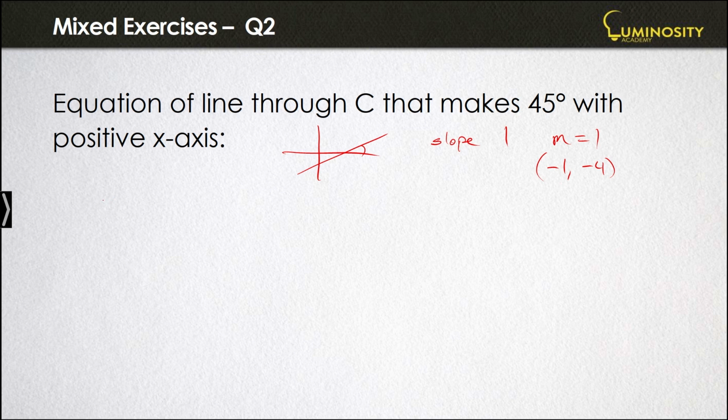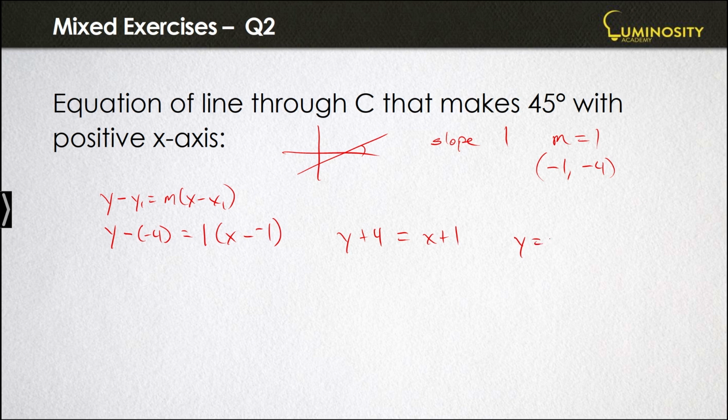So it's y minus y1 equals m times x minus x1. So here we have y minus negative 4 equals 1 times x minus negative 1. So we'd have y plus 4 equals, this 1 here is not necessary, so we can just do x plus 1. So here we'd have y equals x, we're going to subtract 4 from both sides, x minus 3.